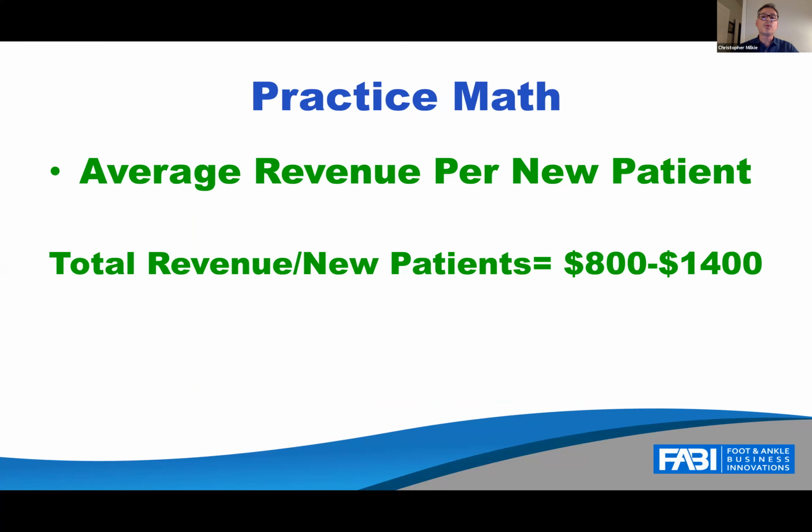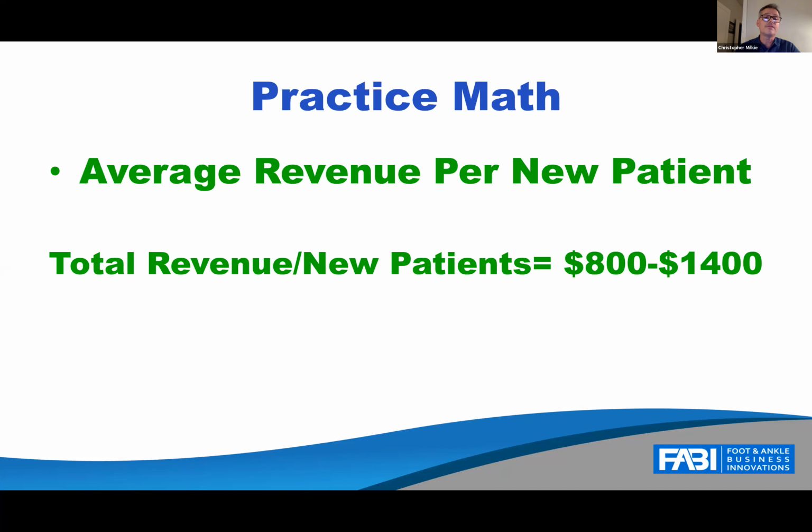So I think it's important to really understand practice math. And this is something we teach all the time. So the average revenue per new patient, which you can get from looking at the total revenue divided by your number of new patients. So you can go in, and if you have a good system where you can run reports, you can look at your total revenue from the beginning of the year through, let's say, September, take 9 full months, divide it by the number of new patients that you've seen to come up with a number.